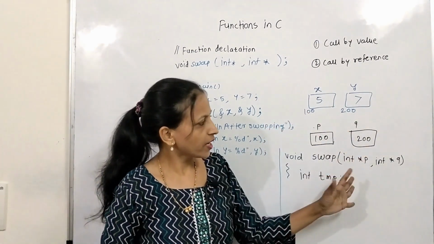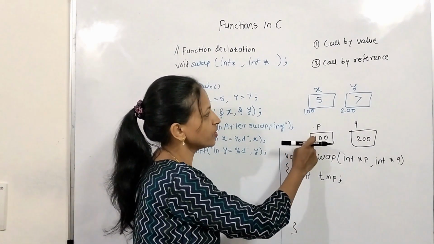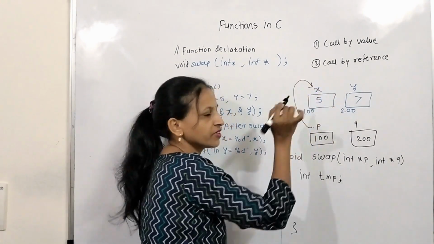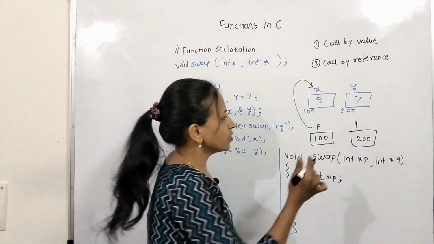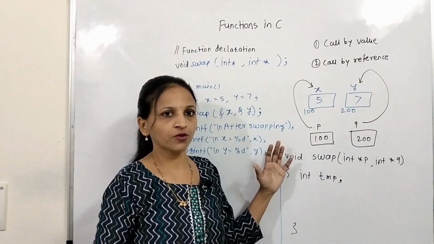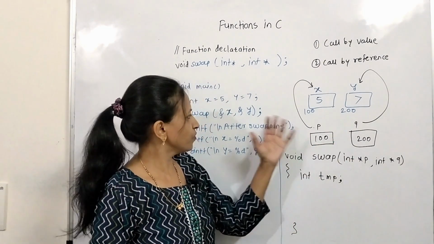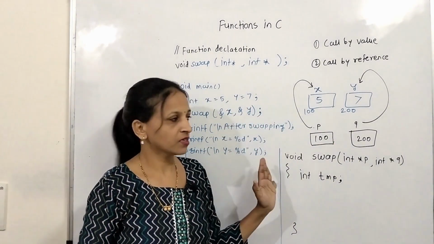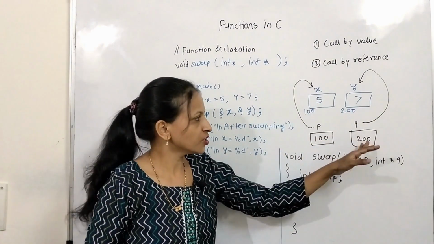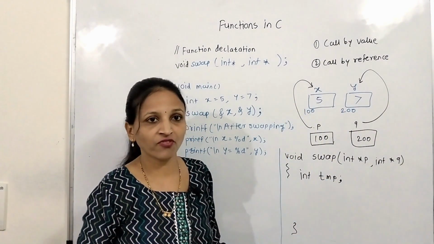Now by looking at this diagrammatic representation, we can say that p is holding the address of x, which means p is pointing to x, and q is pointing to y. Actually p and q have access only in this function, not in main, but using p we can access x and y, because p and q have addresses 100 and 200, the addresses of x and y.